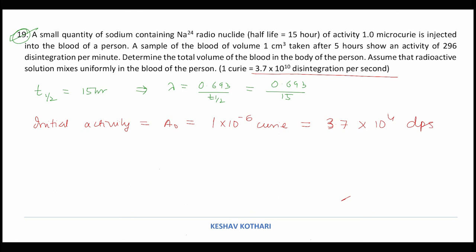Now the question is saying a sample of the blood of volume 1 centimeter cube is taken after 5 hours. So now we are looking at the observation sample.